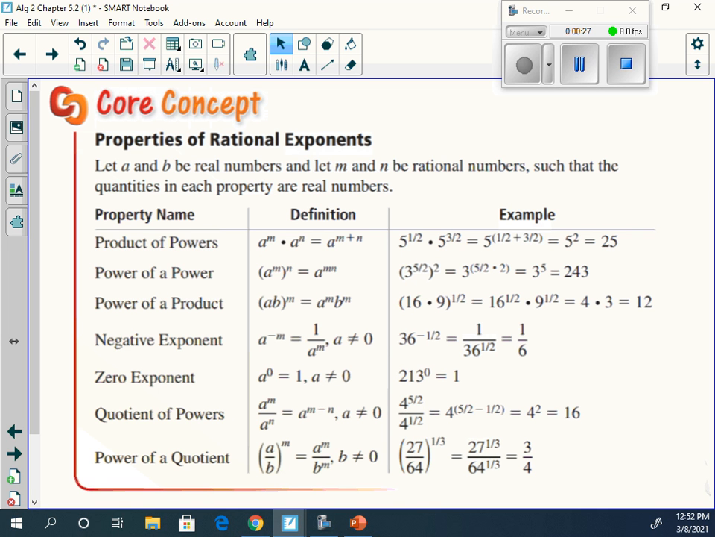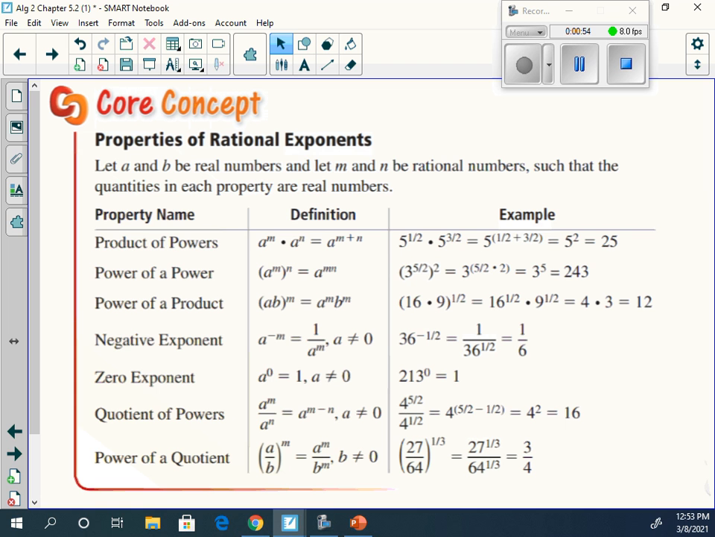So the first one is product of powers. Well, if we multiply two things that have the same base, we add the exponents. The next one's powers of powers. Whenever we have a number to a power, the exponents multiply together. Power of a product, two things multiplied together to a power, both of them will be to that same power.